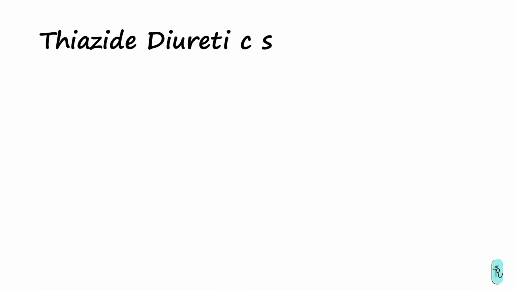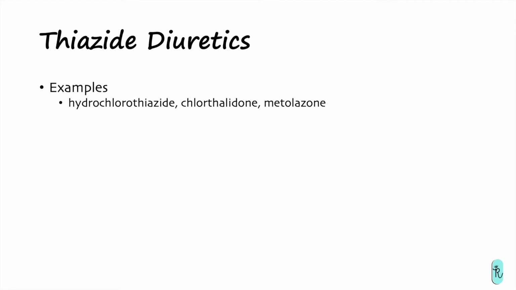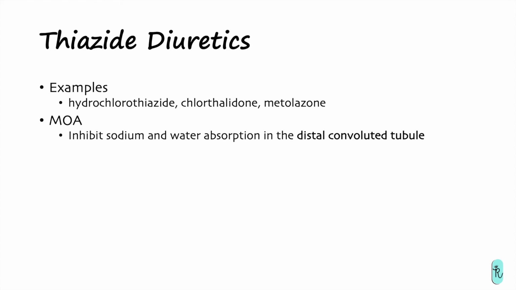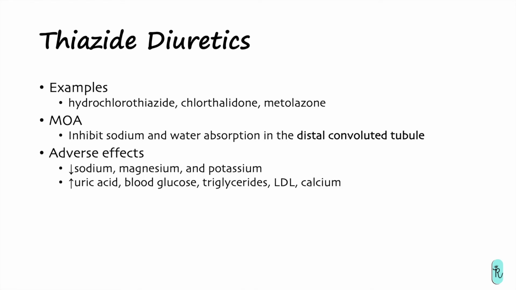Thiazide diuretics, including hydrochlorothiazide, chlorthalidone, and metolazone, work by inhibiting sodium and water absorption in the distal convoluted tubule. Through their actions, they decrease electrolytes, including sodium, magnesium, and potassium, and can increase uric acid, blood glucose, triglycerides, LDL, and even calcium. Thus, we must use these cautiously in patients with acute gout attacks or patients with low bone density.